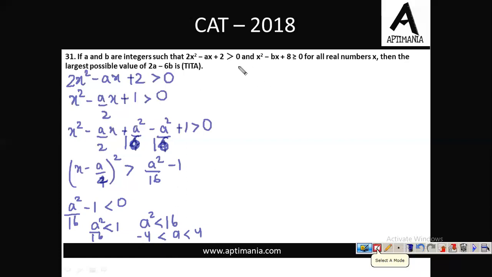Okay. Let's move on to the second condition. X square minus bx plus 8 greater than or equal to 0. So in that case, if we'll solve this, we'll have, again making it a perfect square, x square minus bx. I'm adding b square by 4 and subtracting b square by 4.